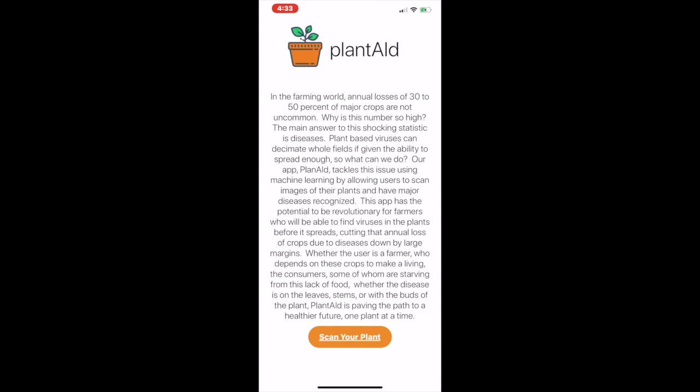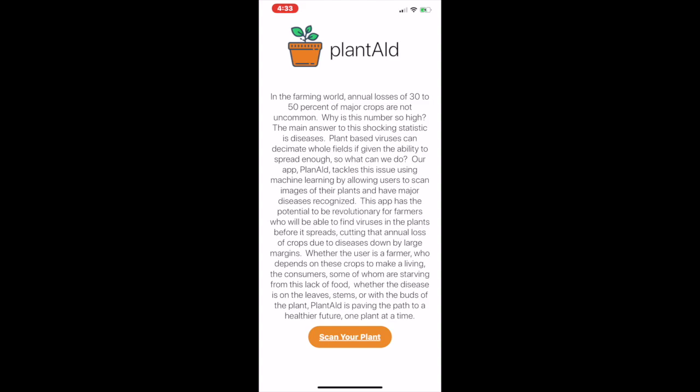Our app, plantAId, tackles this issue using machine learning by allowing users to scan images of their plants and have diseases recognized. The app has the potential to be revolutionary for farmers, who will be able to find viruses in the plants before it spreads, cutting that annual loss of crops due to diseases down by large margins.